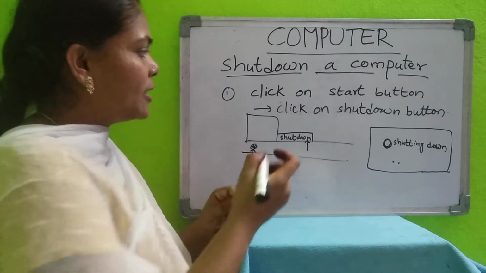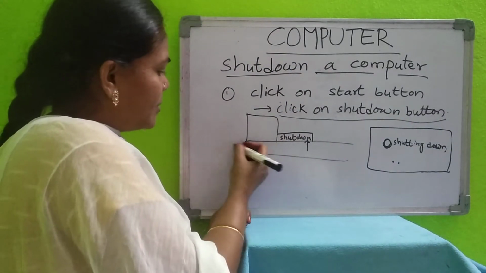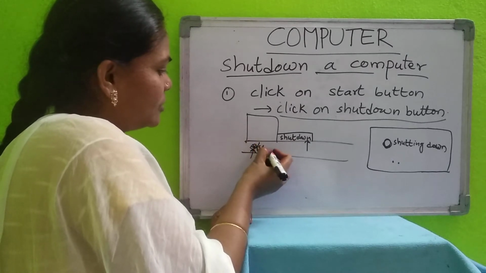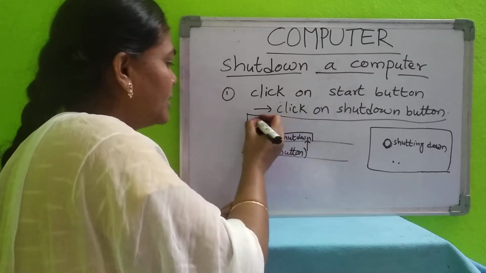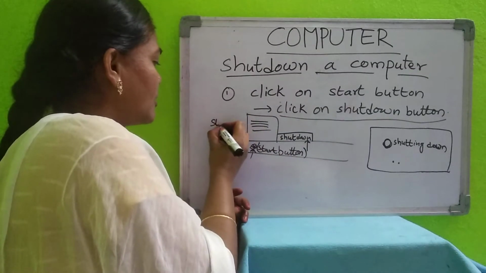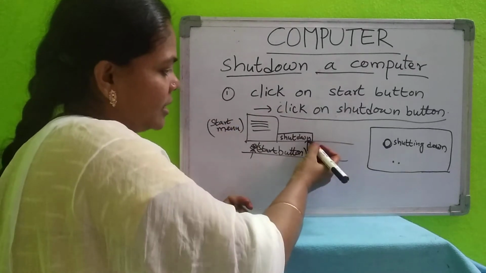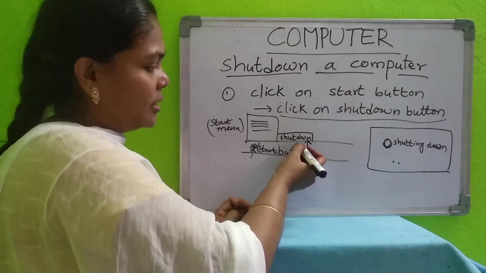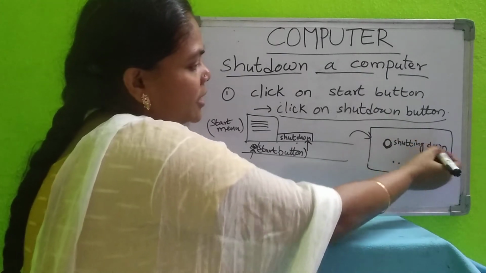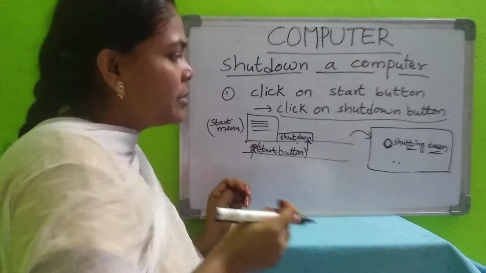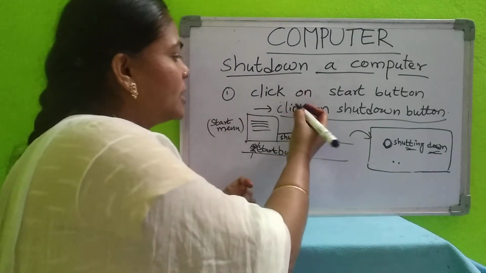What is the first step we have to follow? Click on the shutdown button. Where will it be? When you click on the start button, the start menu will open. Beside that you will get this shutdown button. You have to click on this shutdown button. When you click on the shutdown button, the window will be like this. You see this shutting down message, so that you know your system is shutting down. That is the first step.